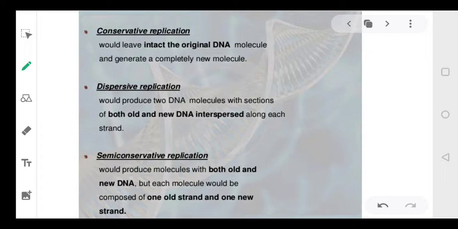Clear, everyone? So in the conservative model, the original DNA will remain intact and an entirely new molecule of DNA will be formed. In the dispersive model, the two DNA molecules will have some part of the old DNA and some part of the new DNA. And semi-conservative replication says that the two strands of the parent DNA will separate, one will act as a template, and one old strand and one new strand will be formed.